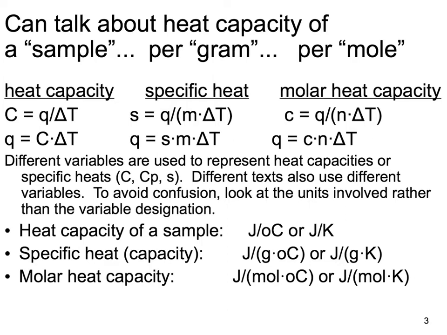As I said, this is one of the hardest parts of the heat of reaction chapters, just to figure out what the variables stand for. So make sure, instead of looking at the variables, that you're using the units to help you. So the heat capacity of a sample is just going to be either joules per degree C or joules per Kelvin, because we don't have quantity involved here. For specific heat capacity, it's going to be joules per gram degree C or joules per gram Kelvin. And for molar heat capacity, it would be joules per mole degree C or joules per mole Kelvin. So again, instead of memorizing the actual variables, it's much easier just to memorize and understand the units.